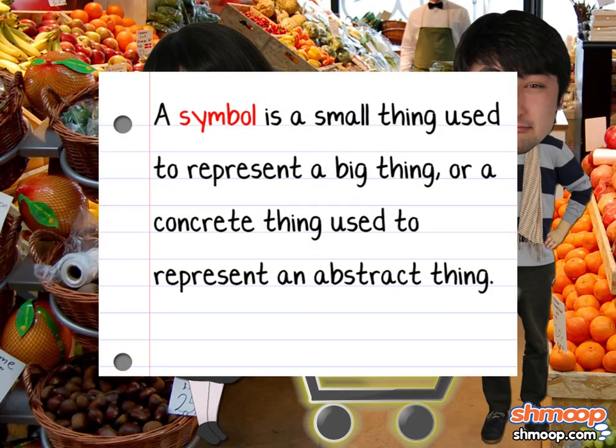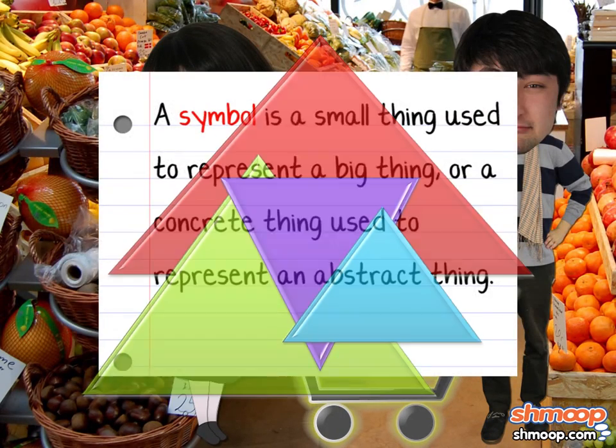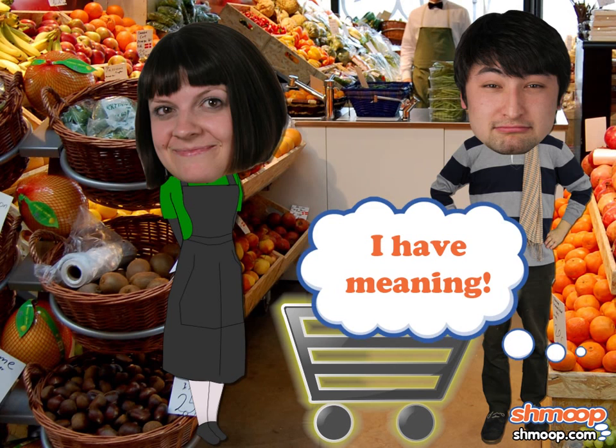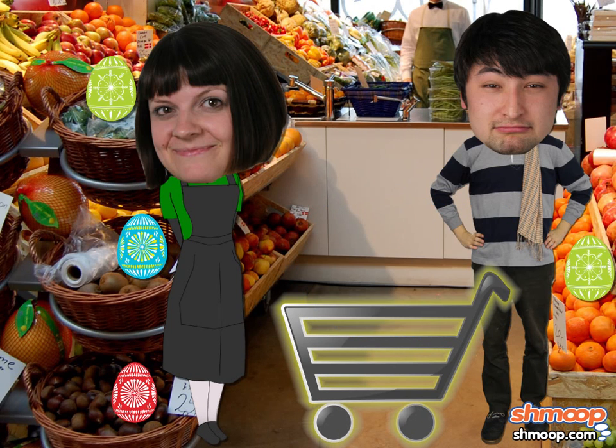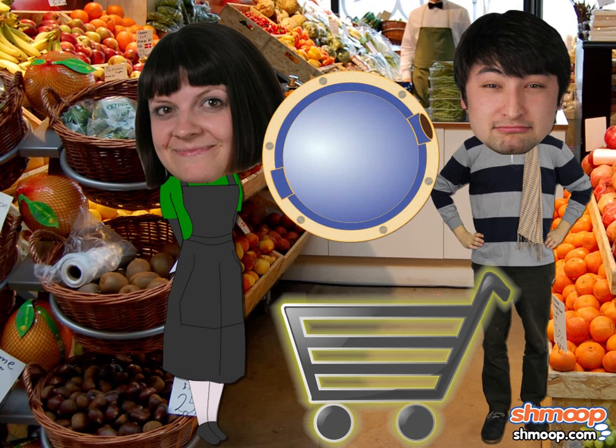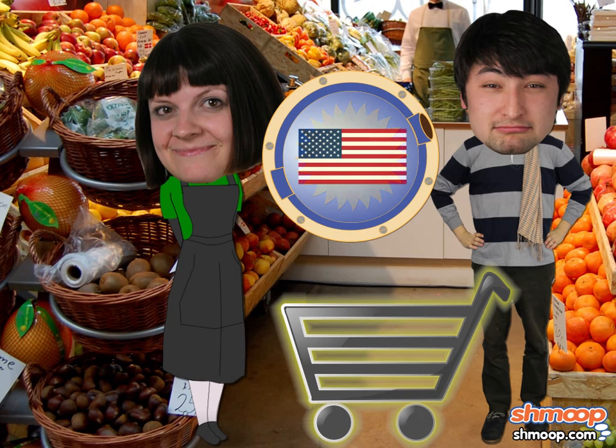All right. A symbol. It's a small thing used to represent a big thing, or a concrete thing used to represent an abstract thing. Symbols are loaded with meaning. Hide them in your writing like you're setting up an Easter egg hunt. A window can be more than a window. It can symbolize inside versus outside, freedom versus enclosure, and public versus private.